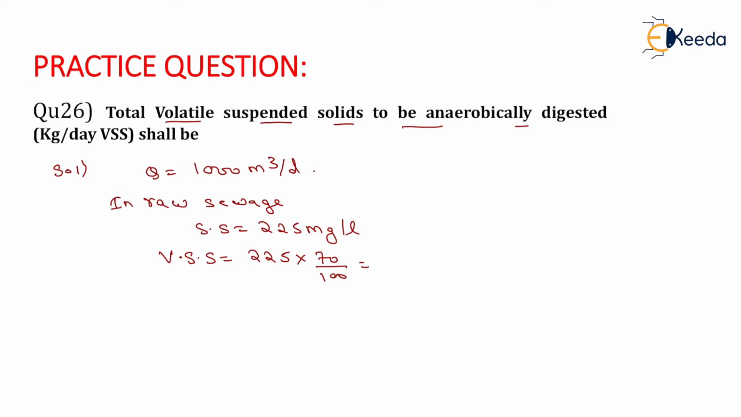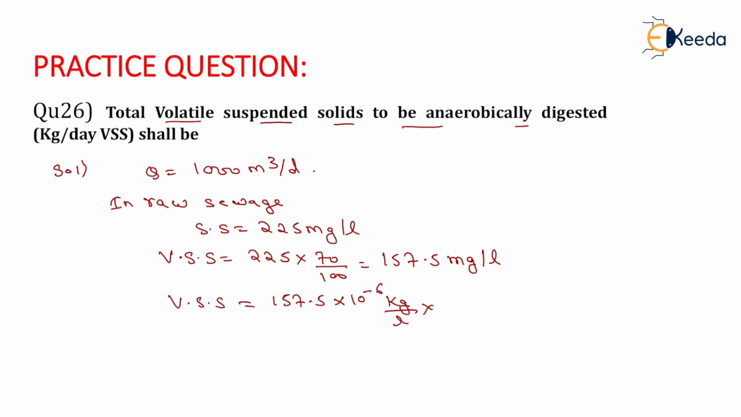It will be equal to 0.7 into 225, that is 157.5 milligram per liter. But we want to compute the total volatile suspended solids present in the water having a discharge of 1000 meter cube per day. So we multiply this 157.5 milligram per liter, but we want the answer in kg, so we multiply with 10 to the power minus 6. We have converted this value into kg per liter.